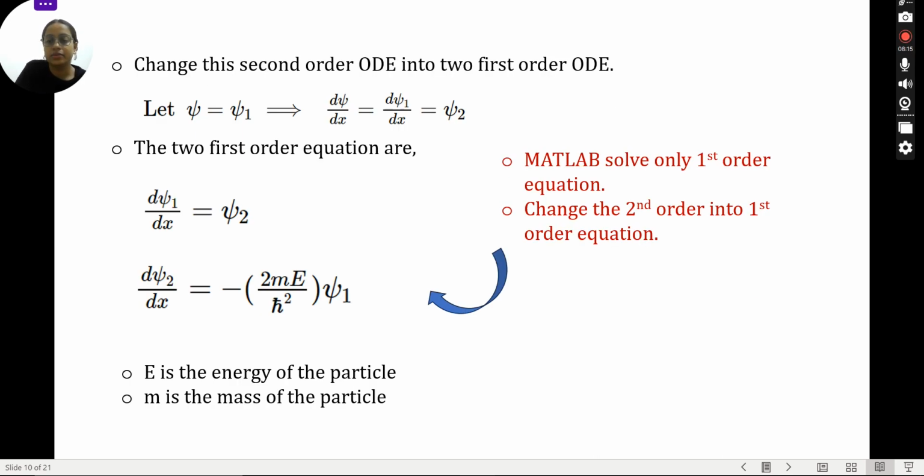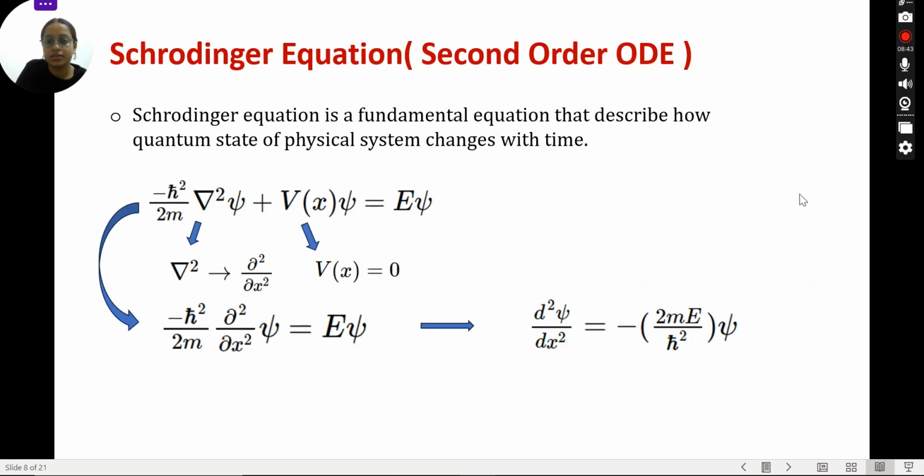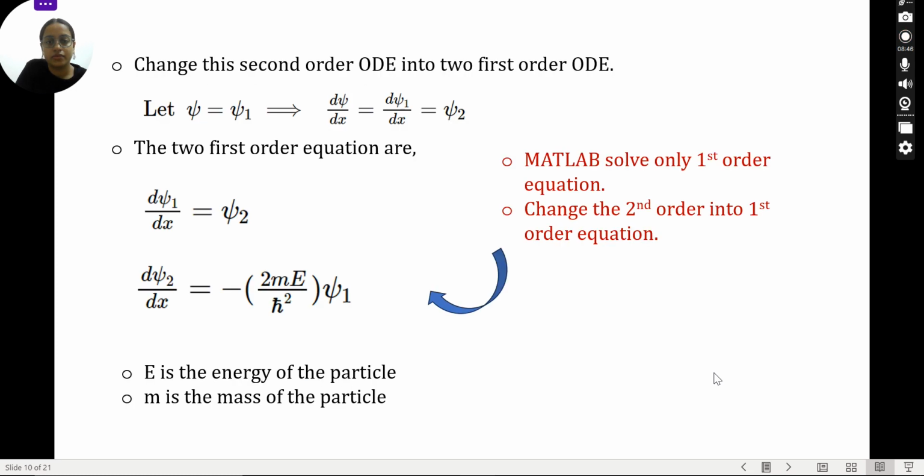MATLAB does not have a facility to solve a second order differential equation directly. So what we will do is change the second order differential equation into first order differential equations by changing some parameters. Here we have taken psi equal to psi 1, and this gives d psi 1 by dx, which I have assumed equal to psi 2. So we will substitute this value into the second order differential equation, and we will get these two differential equations, which are first order.